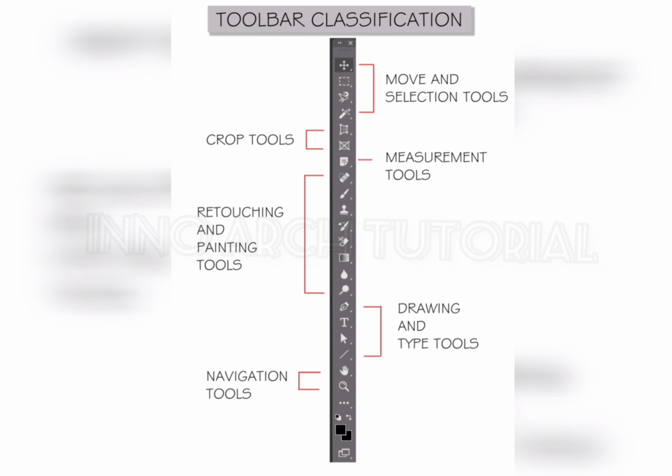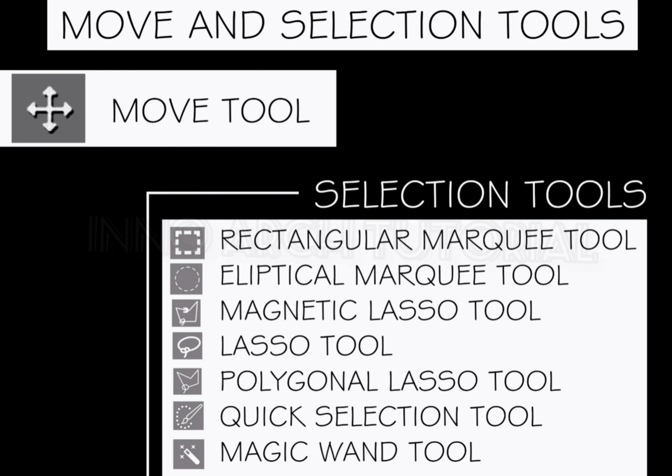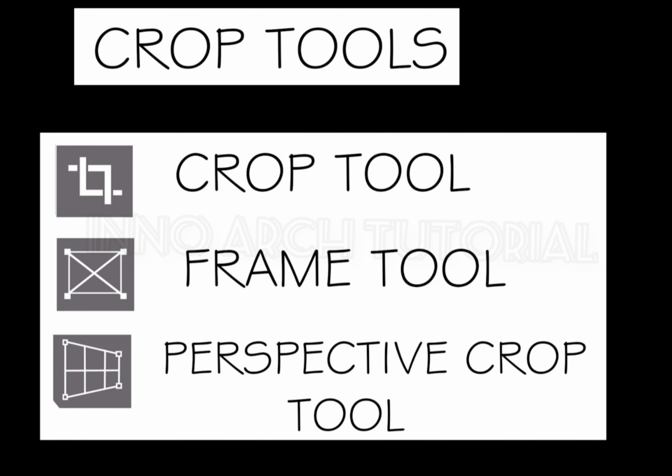Moving on to the second set of tools in the toolbar. Last video we looked into the move and selection tools. In this set we are going to look into the crop and slice tools. So let's move into the video. The tools under the crop tools are the crop tool, the frame tool, and the perspective crop tool.